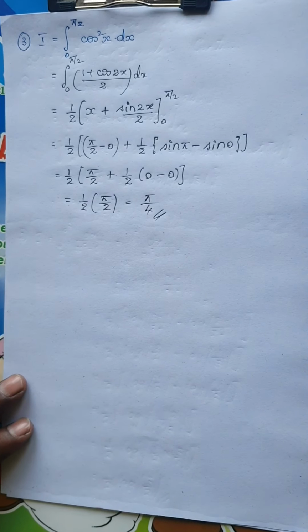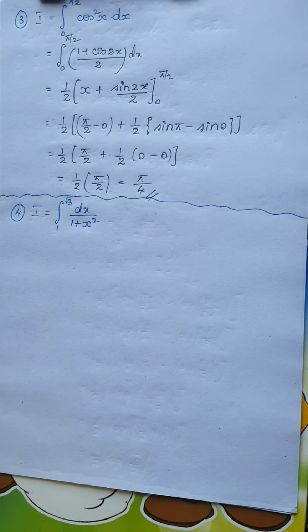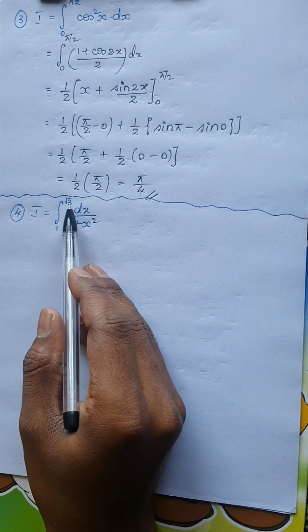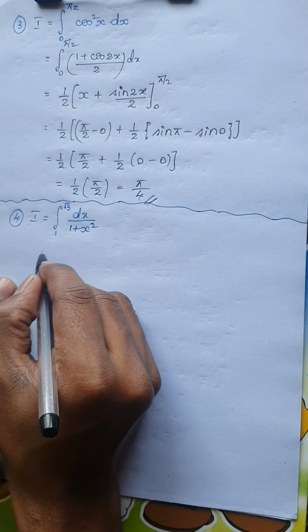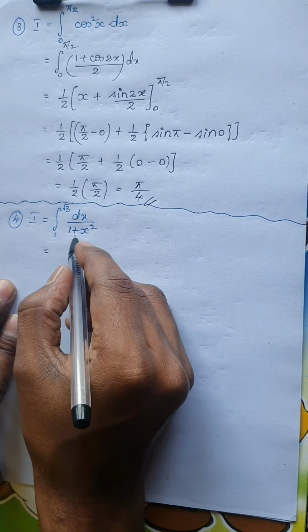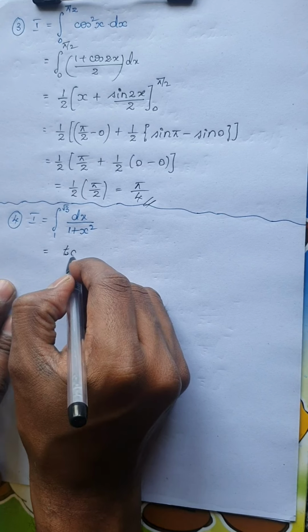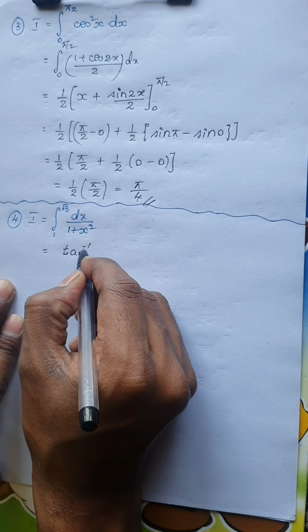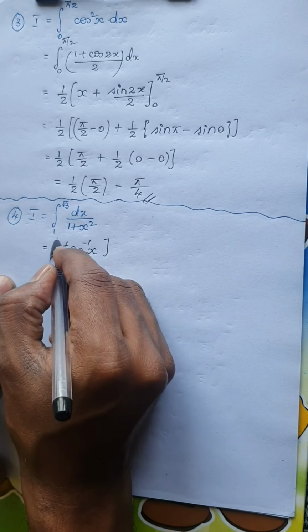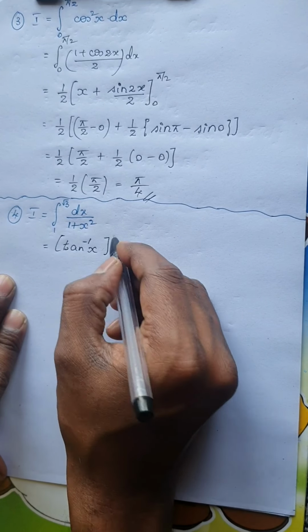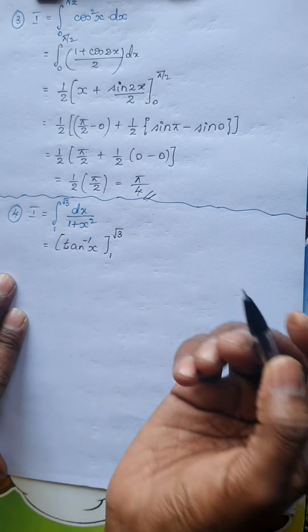Shall we move to the next integral? The next integral we have is integral between 1 to root 3 dx divided by 1 plus x square. We know this is the standard result for tan inverse x, isn't it? Because derivative of tan inverse x is 1 divided by 1 plus x square. So integral of 1 by 1 plus x square is tan inverse x. This is integrated within the limits 1 to root 3.